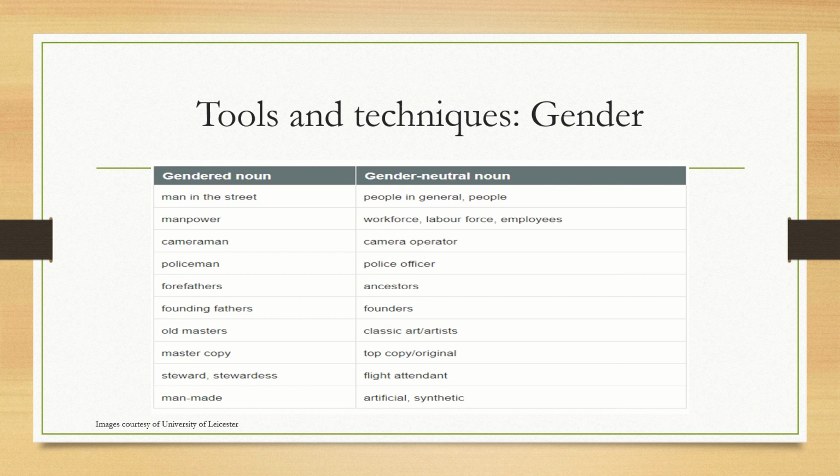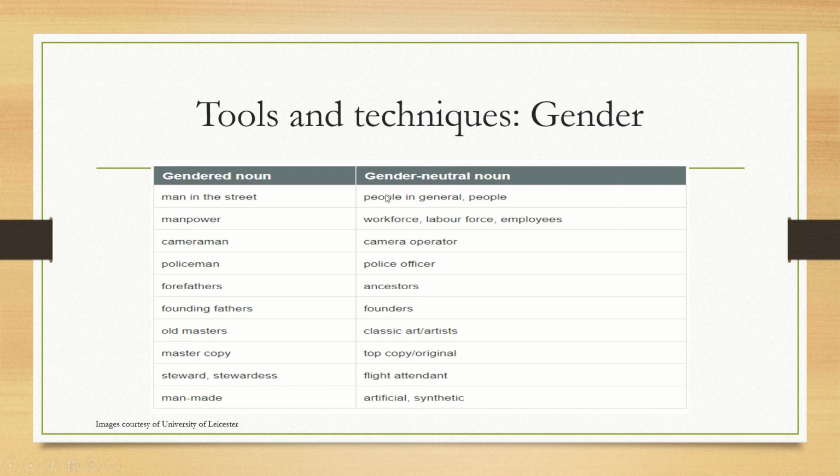But here are some replacement words. Manpower, that's an outdated phrase. We can use workforce, labor force, employees, staff. There's tons of other words to use. Cameraman, camera operator; policeman, police officer; forefathers, ancestors; man-made, artificial, synthetic. Again, these are terms that have been around for a long time and people have become comfortable with using. But we have to be aware that simply having the term man in any of these can make a reader feel like they don't belong reading that article, or that the intended information does not pertain to them simply because they are not a man.